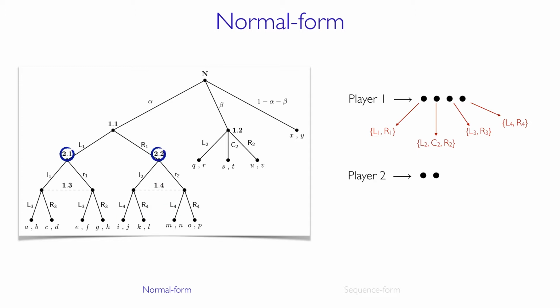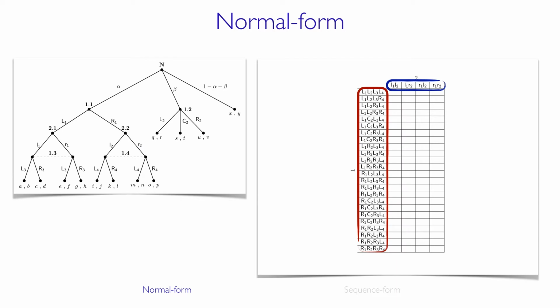Conversely, player 2 has only 2 information sets, thus her plans are made of 2 actions. The first action is taken at information set 2.1 and it can be either L1 or R1, while the second action is either L2 or R2 for information set 2.2. These are all player plans.